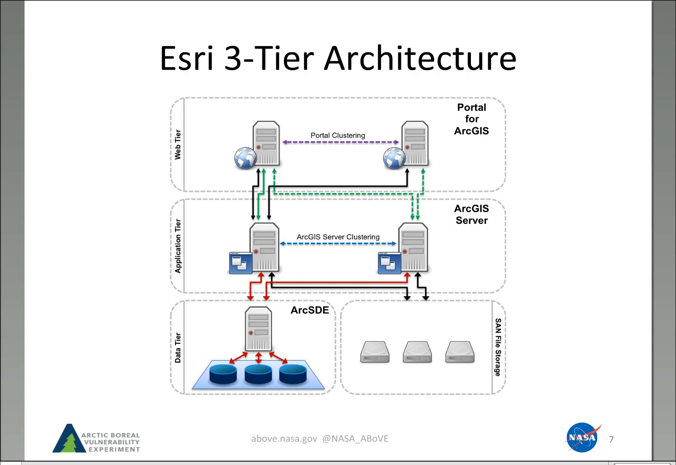So just to give you an idea, Esri recommends a 3-tier architecture, one being the web tier, which is Portal, which you probably are all at some level familiar with, either ArcGIS Online or a Portal implementation. And then the applications are powered by ArcGIS Server, and then we have various data sources on the back end.